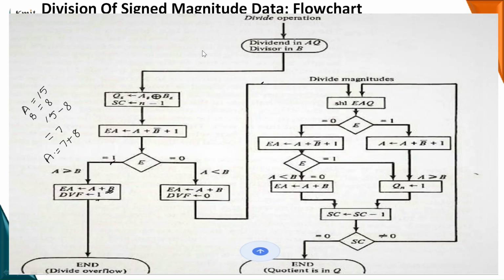The first step before performing a division is to check if there is a divide overflow condition. If there is a divide overflow, then this DVS flip-flop will be set to 1 and we stop the process. If the DVS flip-flop is set to 0, which means there is no possibility of an overflow situation in this division algorithm, then we continue with dividing the magnitude part of your data.